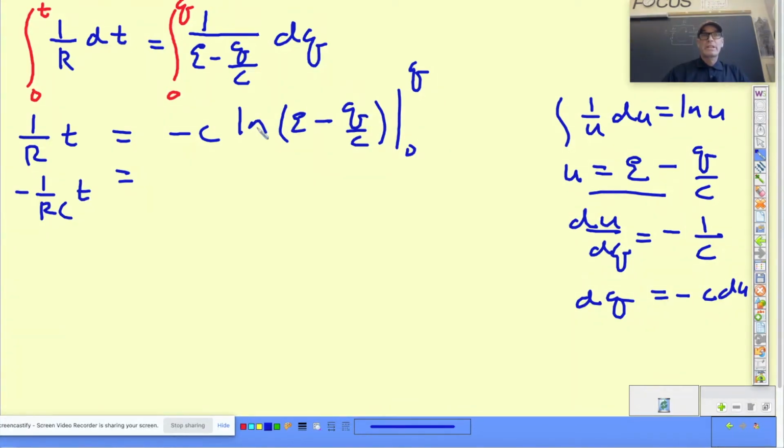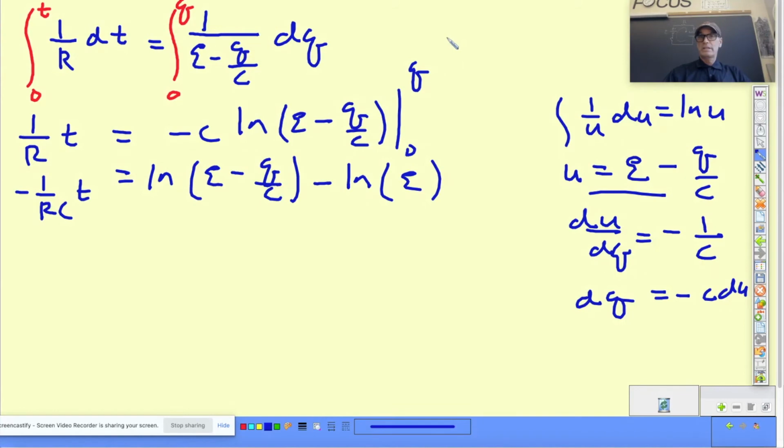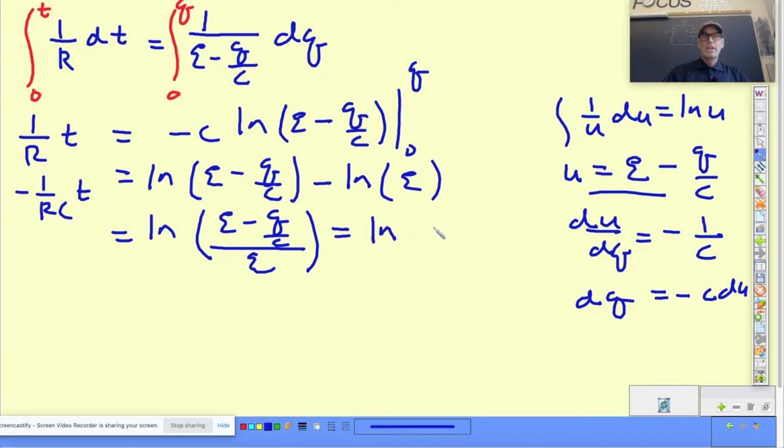Okay. All right. Evaluating natural log of E minus Q over C from 0 to Q. Q in for q. So we have the natural log of EMF minus Q over C, minus the natural log of 0 in for q. So that's just the natural log of E. All right, you know your properties of logs. Log a minus log b is log a over b. All right, so that's natural log of E minus Q over C divided by E. Okay, and that gives us the expression, the natural log of 1 minus Q over EC. Just doing algebra, just a little bit of algebra here.